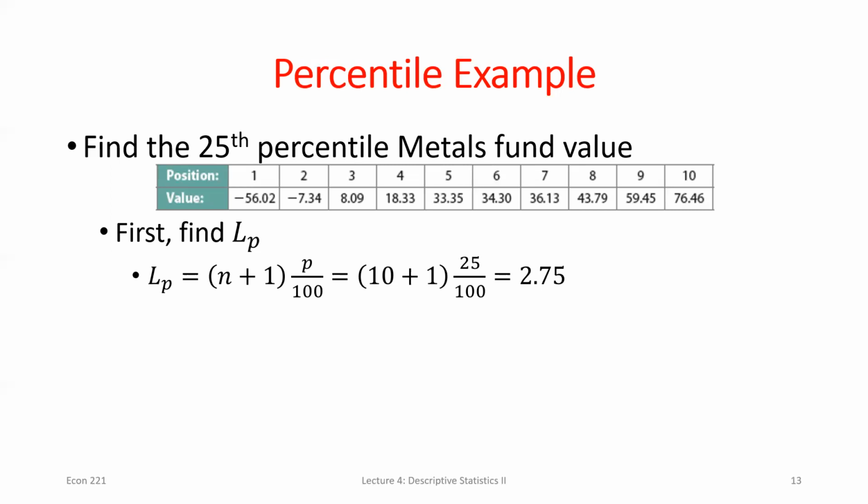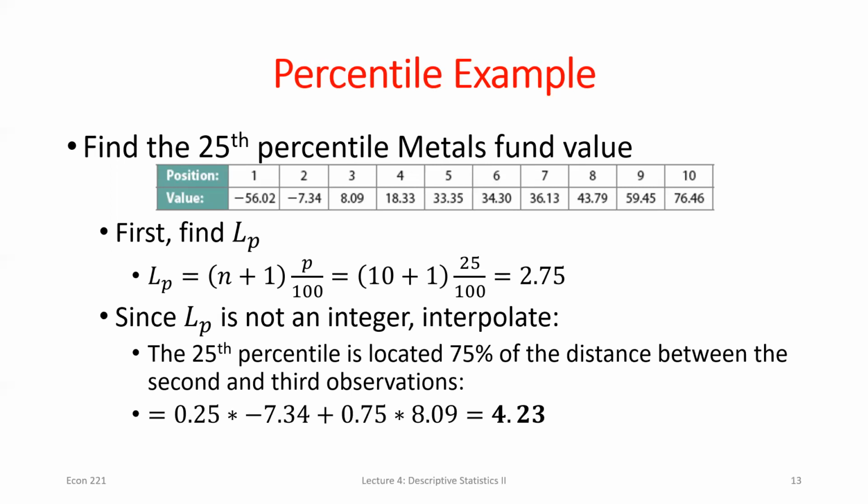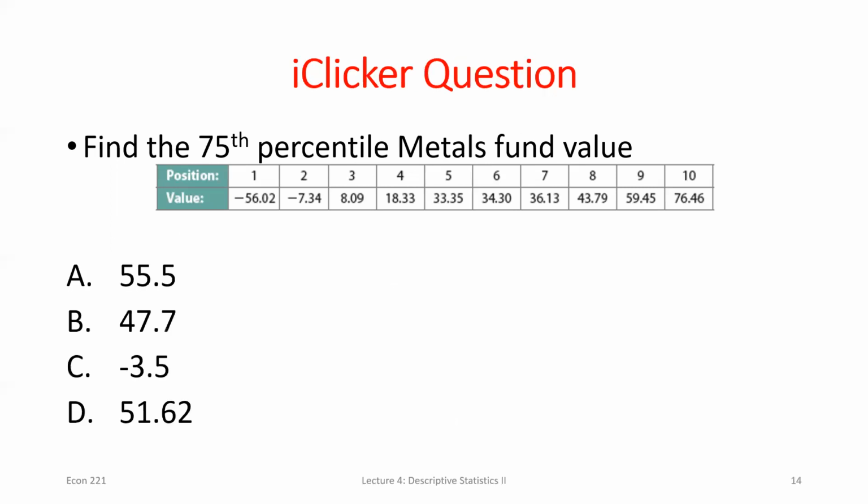Any questions on this? So if we go ahead and plug these values in, we end up with the value that would be the 25th percentile is 4.23, which makes sense, right? It's going to be between -7 and 8, but it's going to be closer to 8 than it would be to -7.